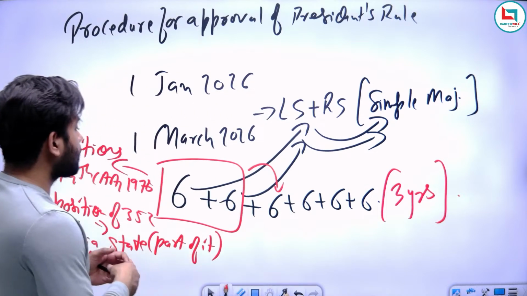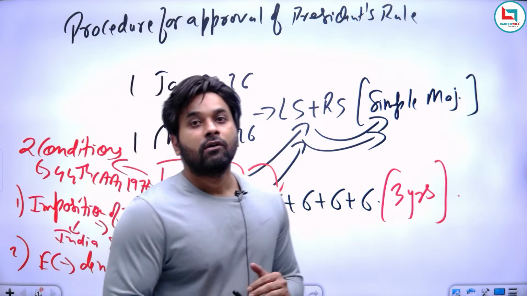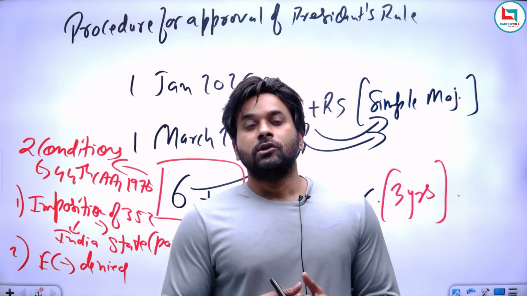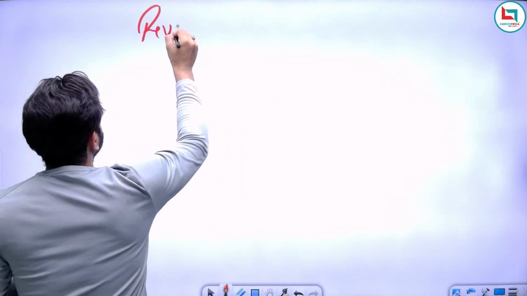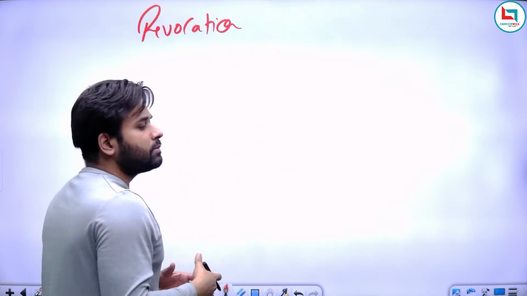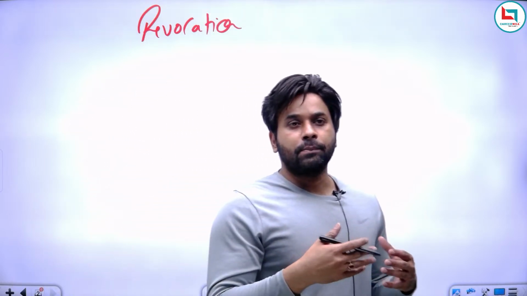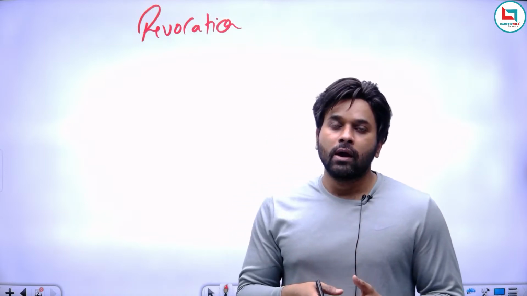Okay, so this is the procedure for approval of president's rule, and now we can start with the procedure for revocation of president's rule. So what is the procedure for revocation of president's rule? See, revocation means to stop president's rule. Revocation means to stop the particular emergency. So now we are understanding what is the procedure to revoke president's rule.